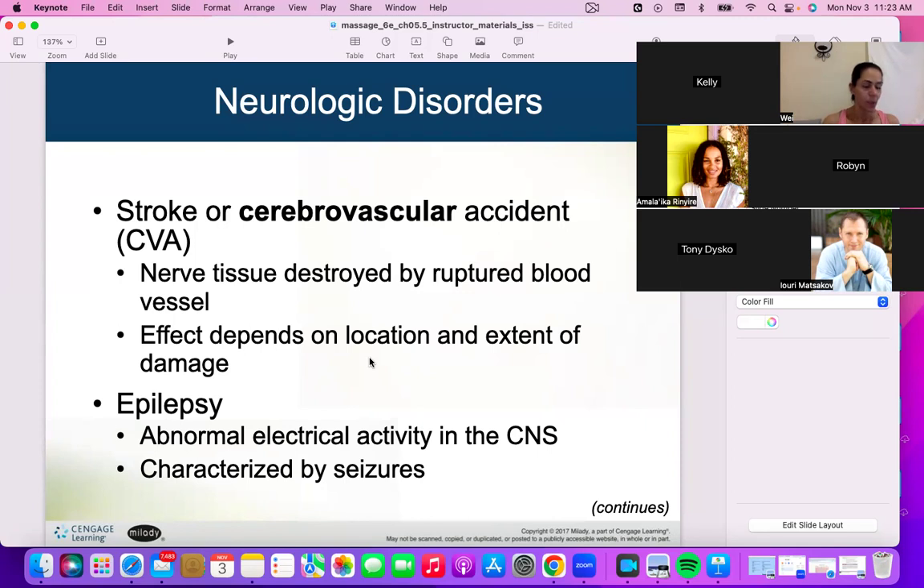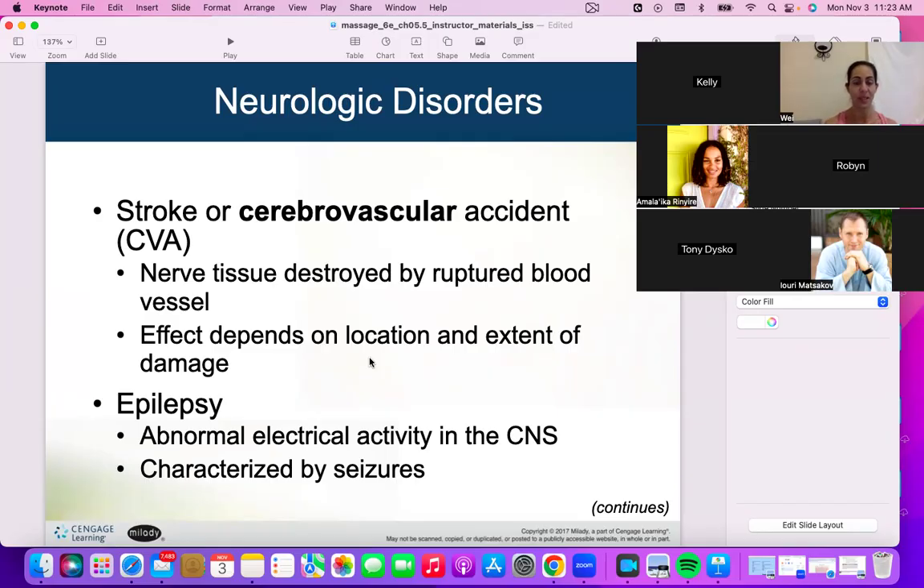So another consideration would be paralysis. Deep massage toward these muscles would be a contraindication, meaning we do not do deep massage, okay? Because sensation is low or diminished because of the paralysis. You just be careful. Okay, epilepsy is abnormal electrical activity in the central nervous system.